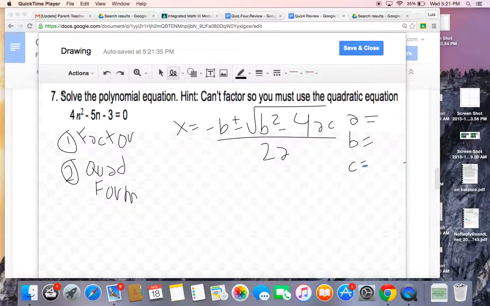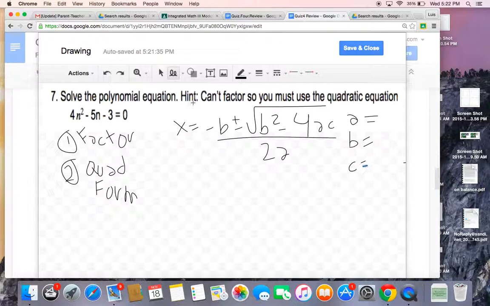I'm solving problem number 7, where I have to solve the polynomial equation n to the second minus 5n minus 3. The first thing I want to make sure is that the polynomial is already set equal to 0. And yes, I have my polynomial and it's set equal to 0. Next, I want to try to factor. And if I cannot factor, then I use the quadratic formula, also known as the quadratic equation.